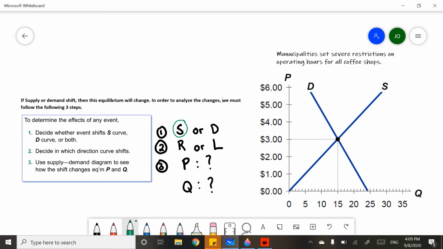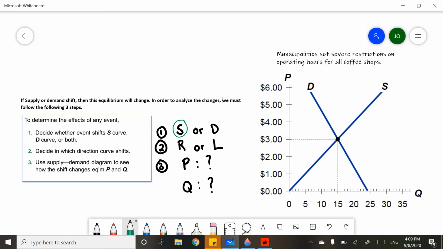Why is it the supply? Because in this scenario, nothing is happening to the consumer. The consumer will still want the coffee. The only thing that is happening is that coffee shops are not able to operate as normal. So, this is something that's going to affect supply.